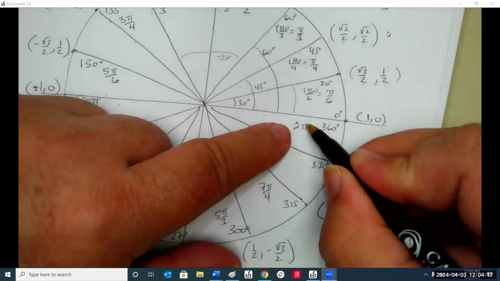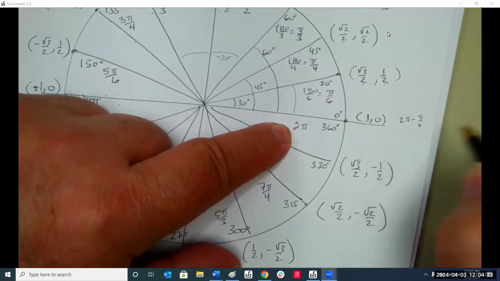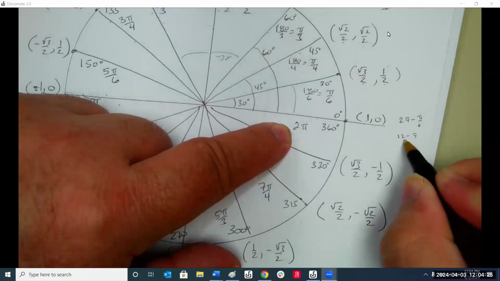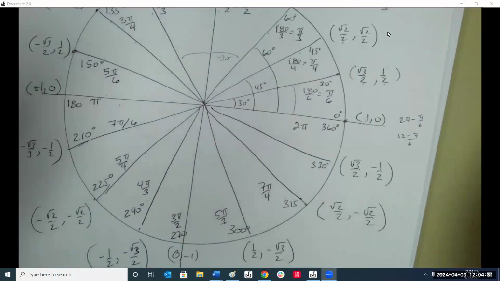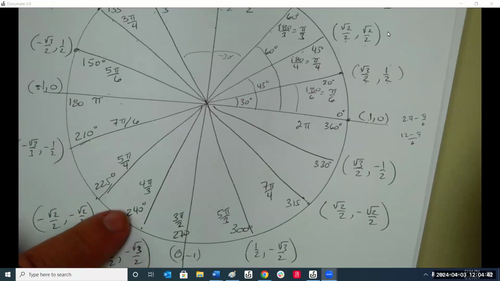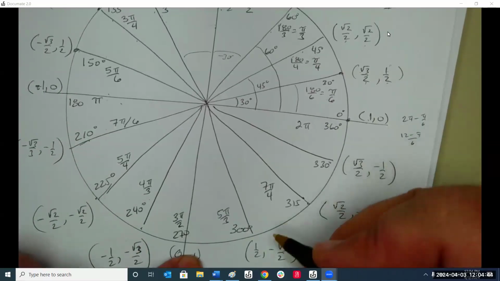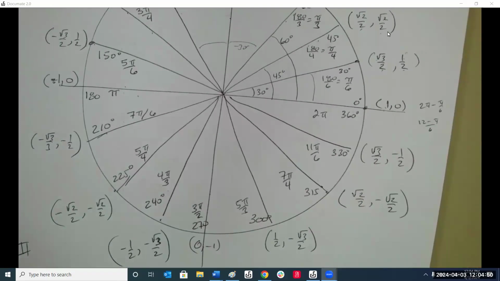So 2 pi minus pi over 6 is 11 pi over 6. I have to do 7 pi over 6, 8 pi over 6, 9, 10, 11 pi over 6. So that's how we convert to our angles.